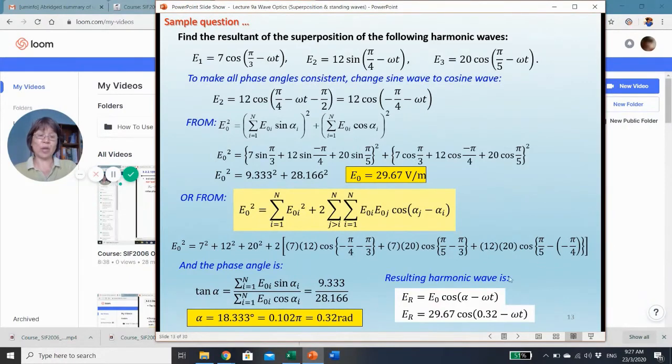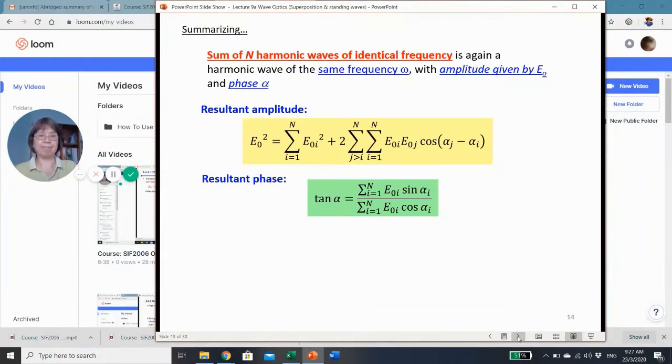The resultant wave, then you can write it as the amplitude given by this cosine, that is taking the real part of the complex notation of the wave, cosine into, now of course because this is in terms of radians, you've got to convert that into radians, so that is 0.32 minus omega t. To summarize everything, the sum of n harmonic waves, each of them with identical frequency, will give you a resultant which has the same frequency and the amplitude and the phase given by this expression and this expression.